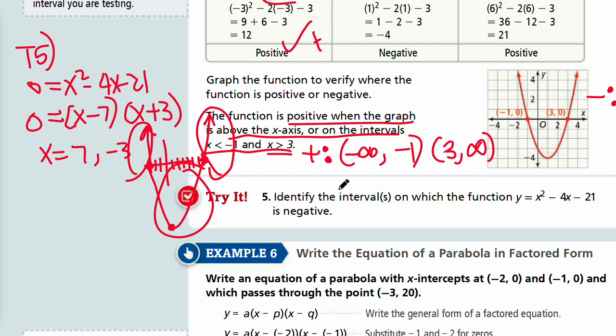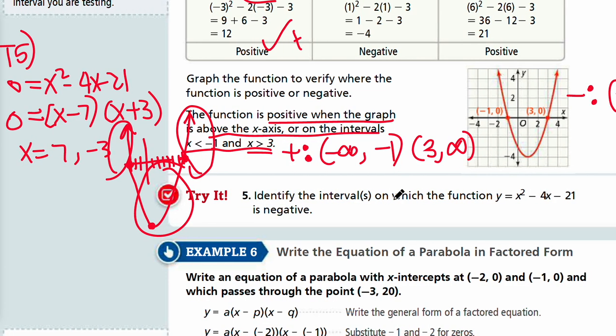Okay, so we want to identify the intervals where the function is negative. So we just want this interval. Okay, if they want us to identify where it's positive and negative, then we would just write both. But in this problem, we just want to identify where it's negative. So you can either use inequality to say, oh, x is going to be between -3 and 7. Or you can use interval notation saying (-3, 7), which means from -3 to 7, it'll be negative.